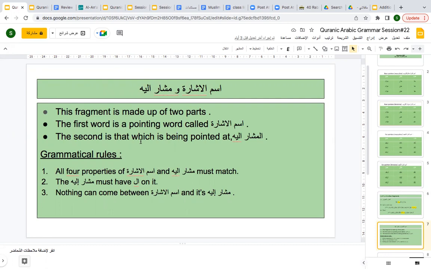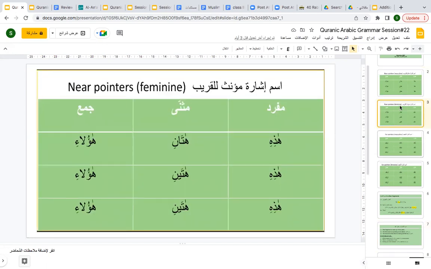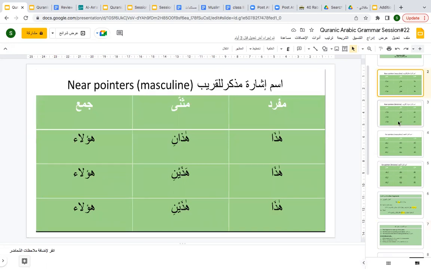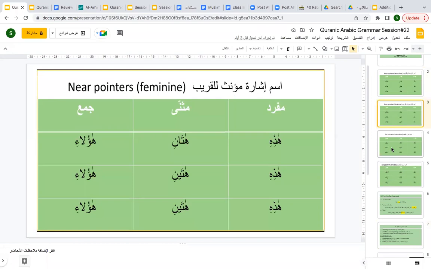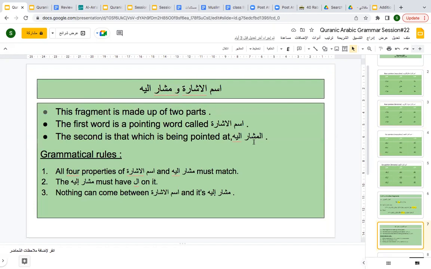So now learn a few things about al-ism al-ishara wa mushar ilayhi. The brief overview was about pointers as a whole. I did not talk about any fragment when I was talking about these asmaul ishara. We were just talking about how they are non-flexible, they are always proper, and they can be of any status. Up until this point, we just learned a few properties of our asmaul ishara. Now we are going to learn how they can be used in the formation of a fragment.